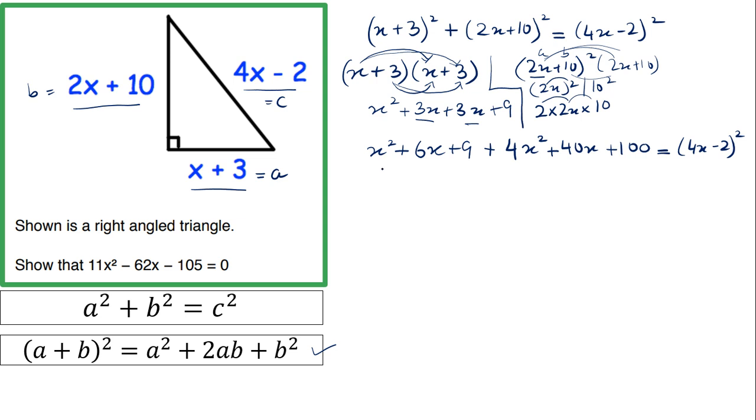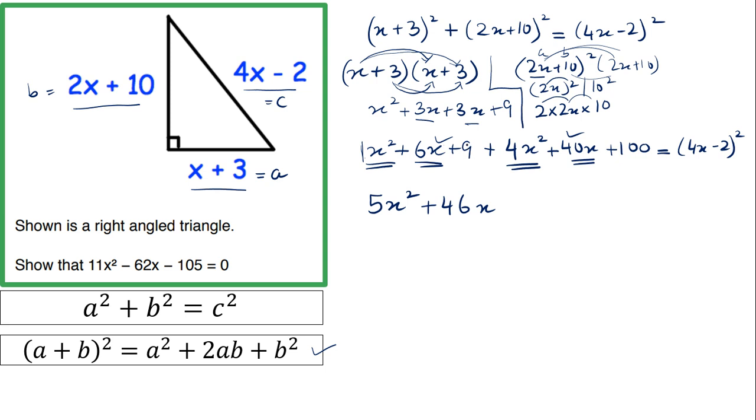Now here on the left hand side, you can see that there are a lot of like terms with each other. Now x squared is a like term to 4x squared. So x squared means there's an invisible 1 here. So 1 plus 4 is a 5, which means 5x squared. Secondly, I have 6x here and a 40x. So 6x is a like term with the 40x, so 40 plus 6 is a 46. So I have 5x squared plus 46x.